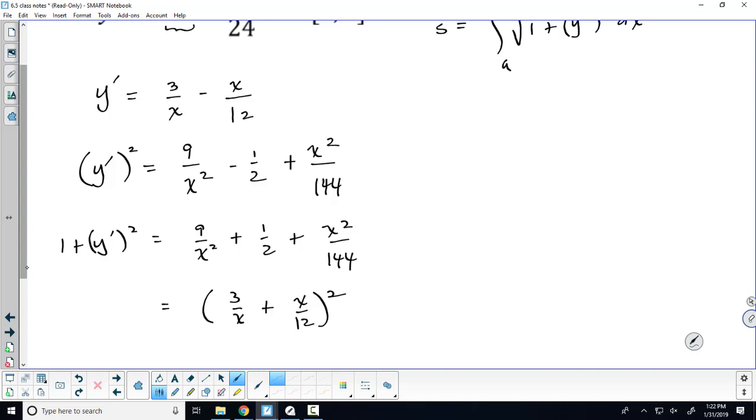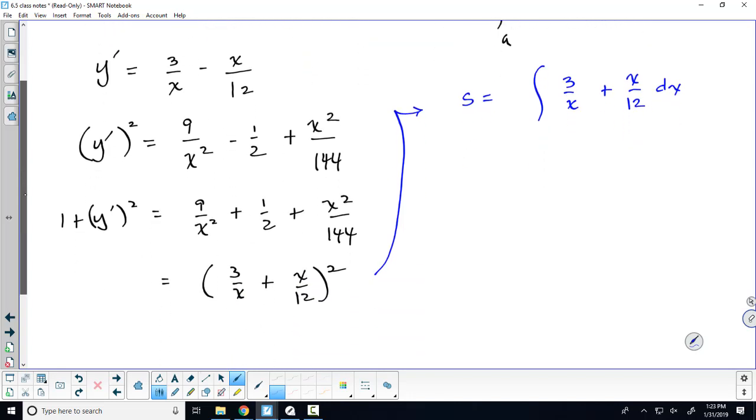So then, come up here, s is going to be the integral of the square root of that. The square root of that, the square just disappears, and we have the base. So we're going to integrate 3 over x plus x over 12 with respect to x. And our limits were given to be 1 and 6. Integrating, we get 3 natural log absolute x plus x squared over 24, 1 to 6.